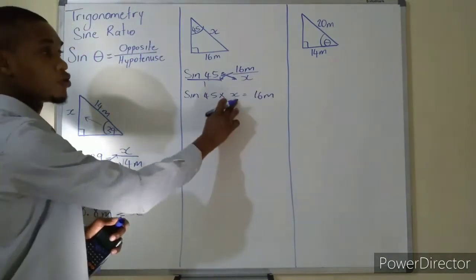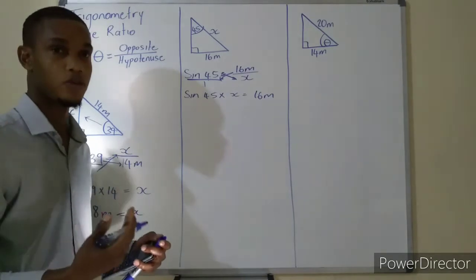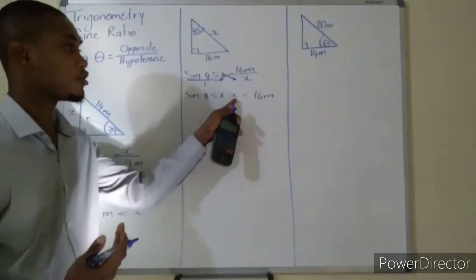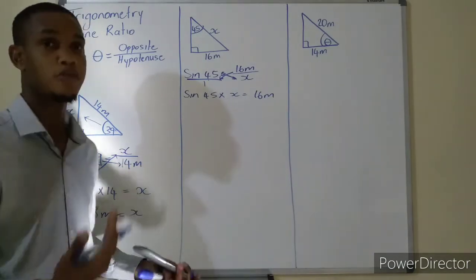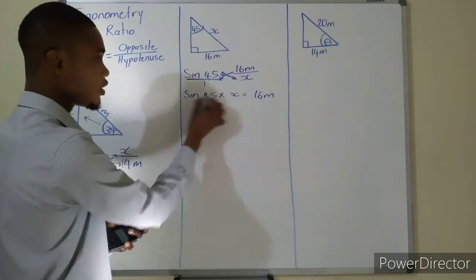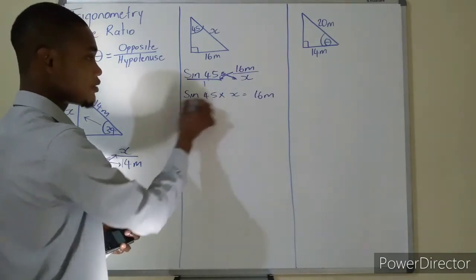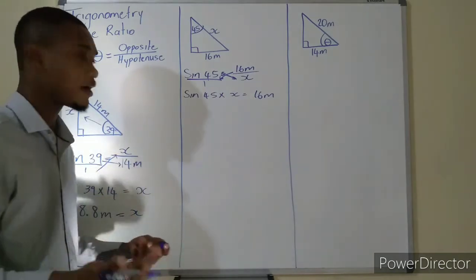Now, here, you recognize that your variable is not by itself, and so you'd still have to continue the operation to get your variable by itself, just like when you're solving equations, or if you're transposing a formula. It's the same procedure. So you'd have to do something to get rid of this multiplying sine 45 to leave the variable by itself. And the opposite of multiplying is dividing.